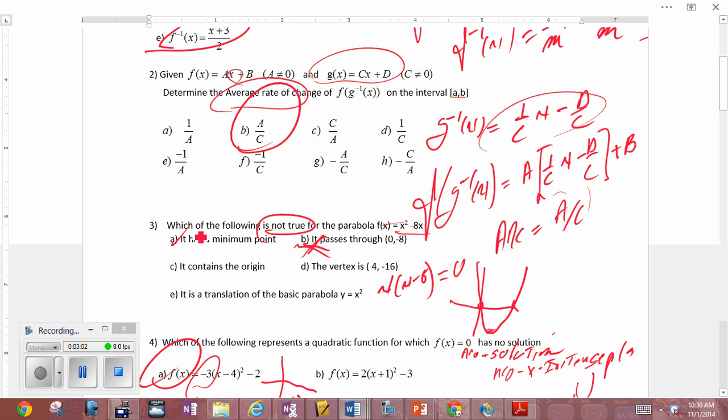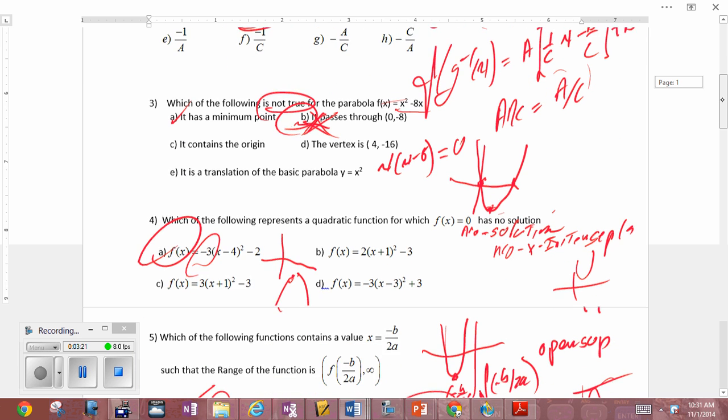Let's see. Does it have a minimum point? Is it the lowest point on the curve, its vertex point? Yes, it is. Okay, does it pass through (0, -8)? No, it passes through the origin. So that one is gone. That's solution B, the one that's not true. You can validate that the others are true.